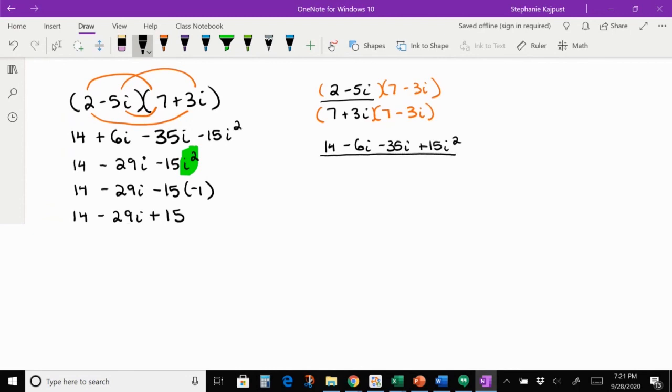Now I'm going to multiply the denominator. So I have 7 times 7, which is 49. Then 7 times -3i, so that's -21i. Then we have 3i times 7, so that's plus 21i. You can see that the middle term is going to cancel because they're opposite in sign. And then 3i times -3i is -9i squared.